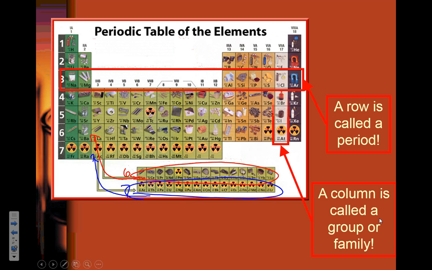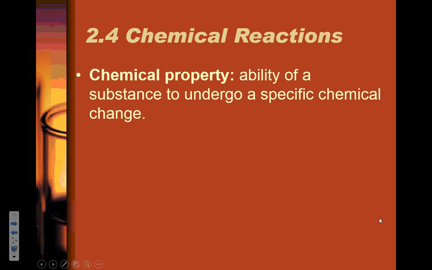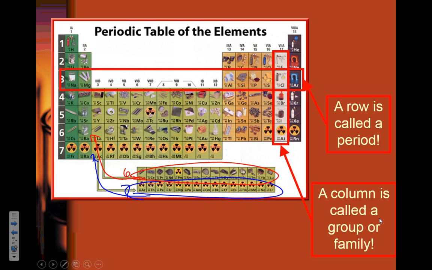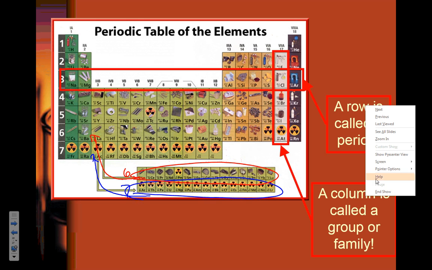Now it also has 18 different columns. So we've got 18 different groups or families on the periodic table. And what I just highlighted is actually in group 17. Those are what are known as the halogens. And halogens are something that throughout the year we're going to talk about from time to time. And that finishes our second day of notes over chapter 2.